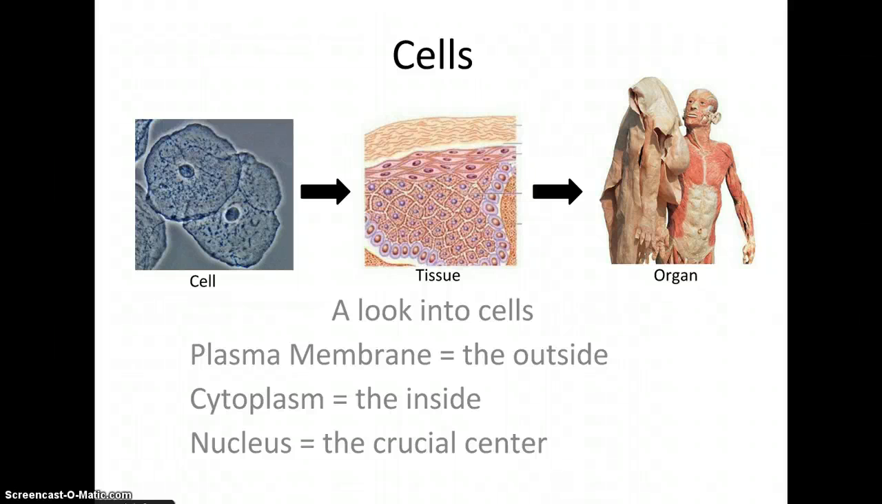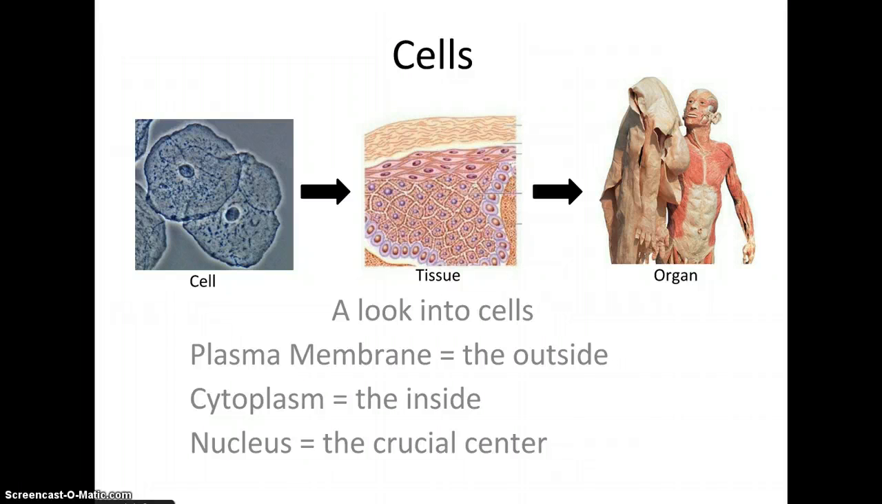As you can see on the screen, we've got the building blocks of people and other living things. We start with the cell. A collection of cells is our tissues, and all those tissues make up organs. You can see this man holding his skin. That's a person from the Bodies exhibit. So we're going to look into cells.